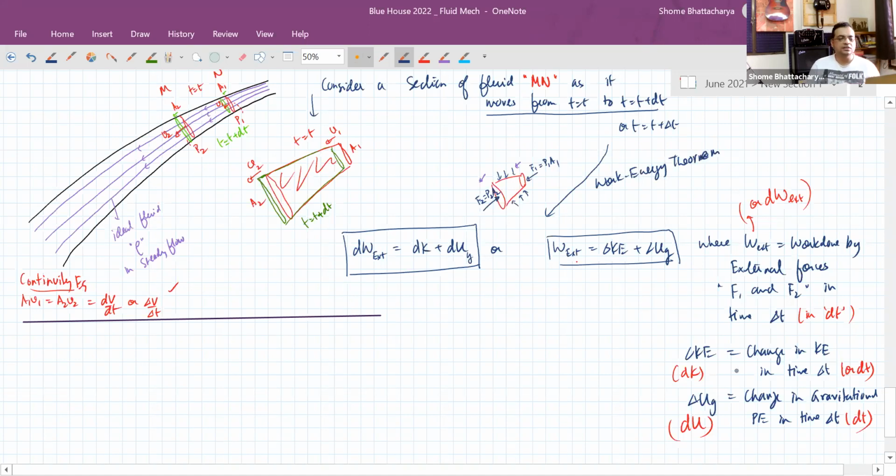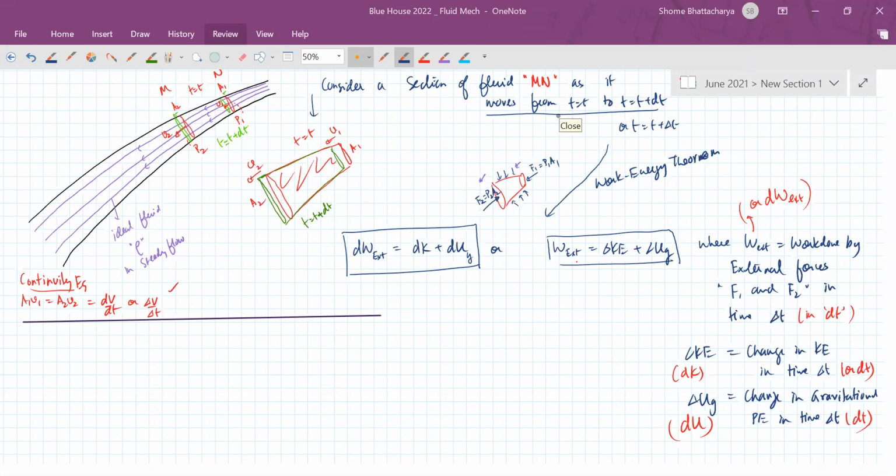That is, the work done by the external forces F1 and F2 that are acting on that section will be equal to the change in its kinetic energy plus the change in its gravitational potential energy. So just write it down up to this step, then we'll discuss further. F2 is the force acting on that cross section because of pressure. Remember, any surface inside a liquid experiences force normal to it because of pressure.